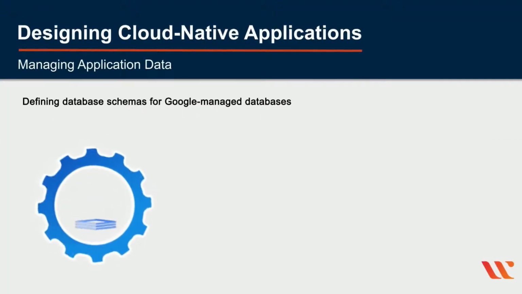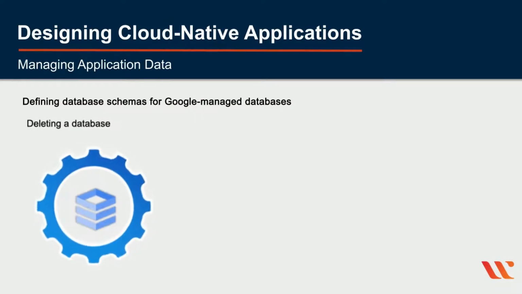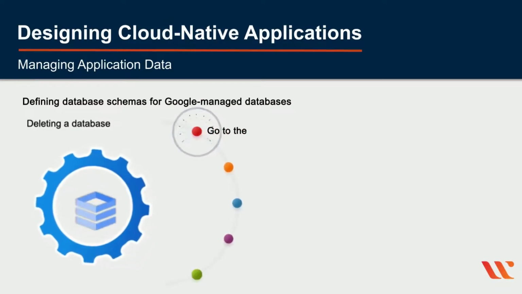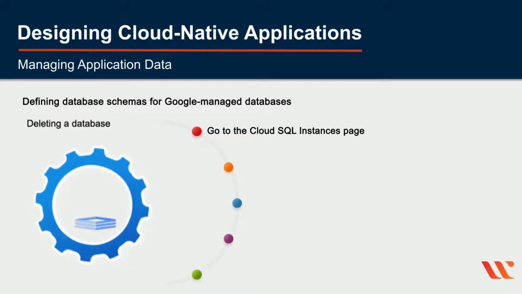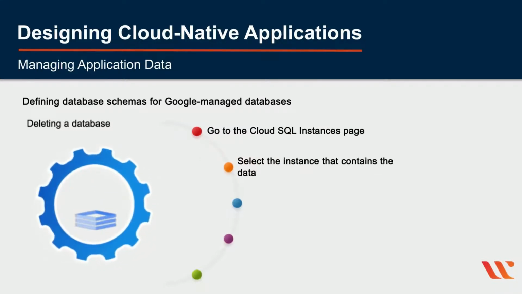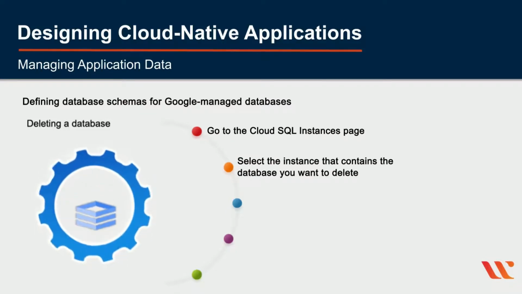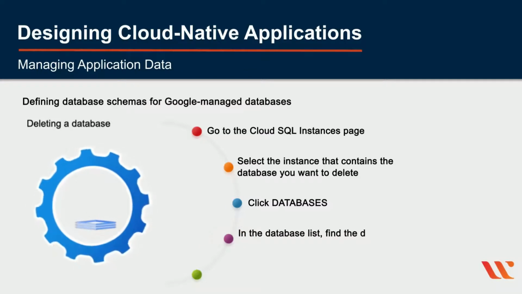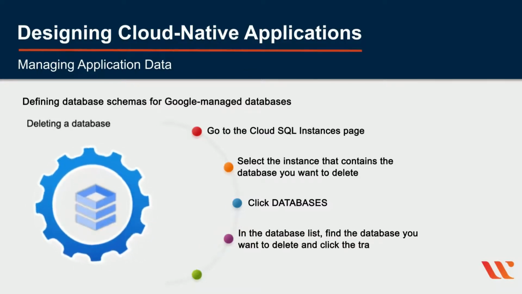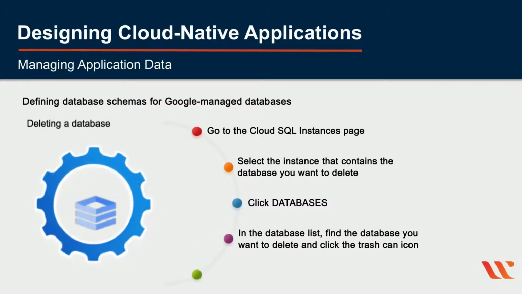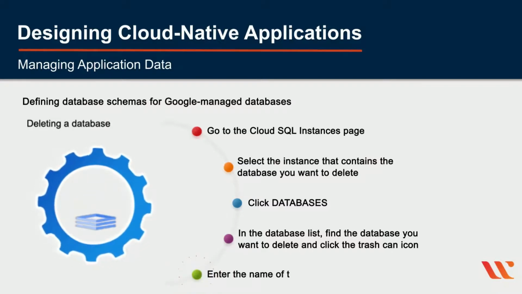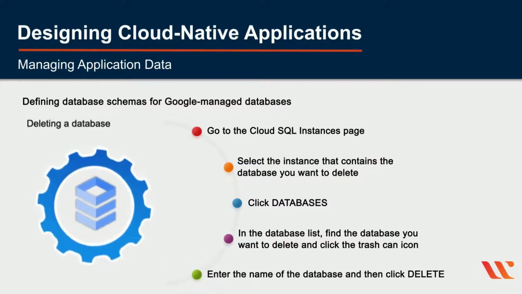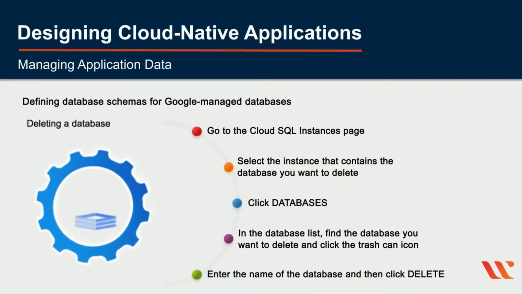The next thing is the steps to delete a database. For this, first go to the Cloud SQL instances page in the Google Cloud Console. Then select the instance that contains the database you want to delete. Next, click Databases. Now in the database list, find the database you want to delete and click the trash can icon. Finally, in the Delete Database dialog box, enter the name of the database as a confirmation, and then hit the Delete button.